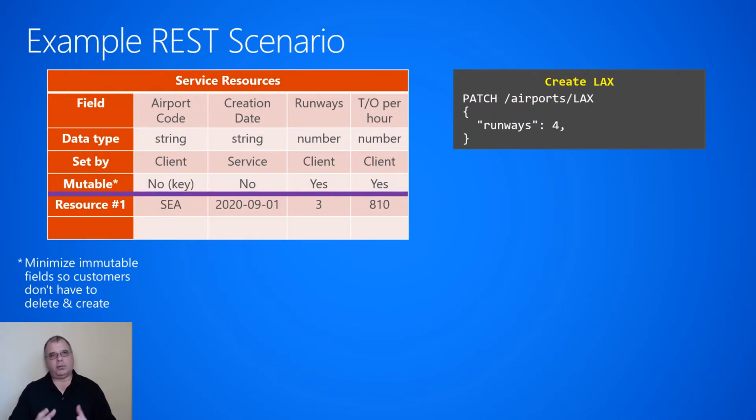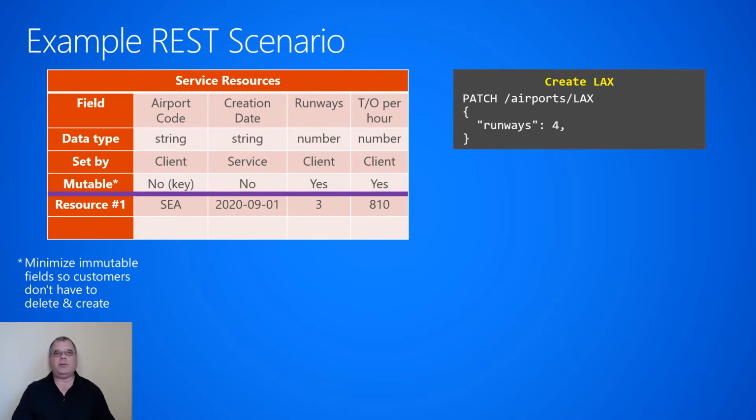All right, so now let's walk through this animated slide so you can see all these pieces fitting together. In the top left-hand corner, I show a database, if you will, or a table, and these are the resources on the service. And the service has defined that each resource has several fields on it, like an airport code in this example, a creation date when the resource was created, the number of runways that this airport has, and the number of takeoffs per hour that this airport is experiencing.